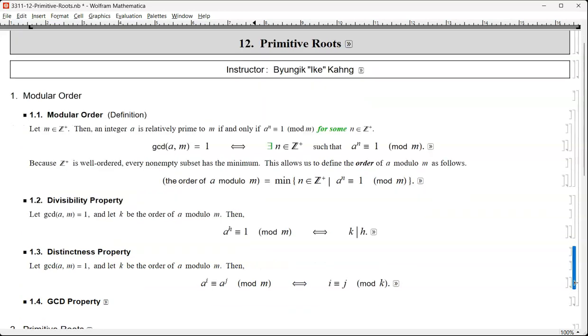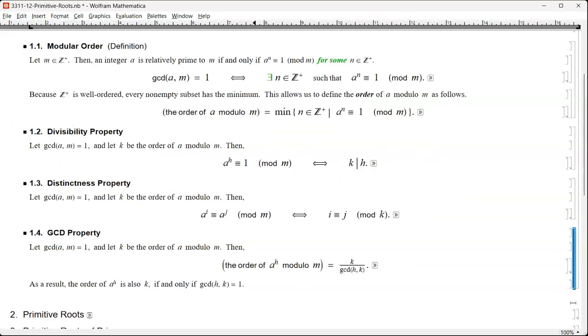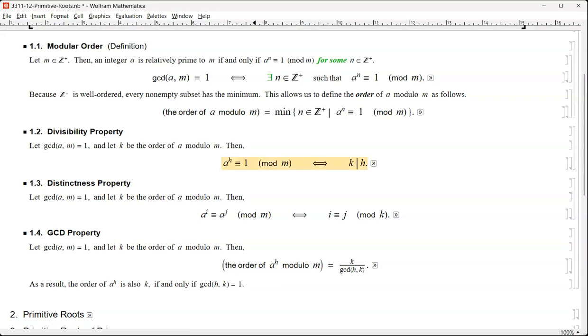First, the divisibility property, next the distinctness property, and finally the GCD property. Divisibility property. A to the h power is congruent to 1 mod m if and only if k divides h. I mean, it's certain k is less than or equal to h because k, the order of a mod m, is the minimum, right? But that's too broad. We have to narrow it down further. And if I narrow it down to k divides h, then we have a biconditional statement. Interesting. Okay, we'll prove that in a moment.